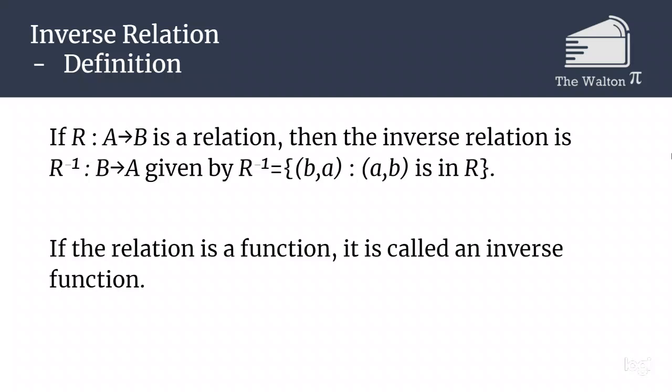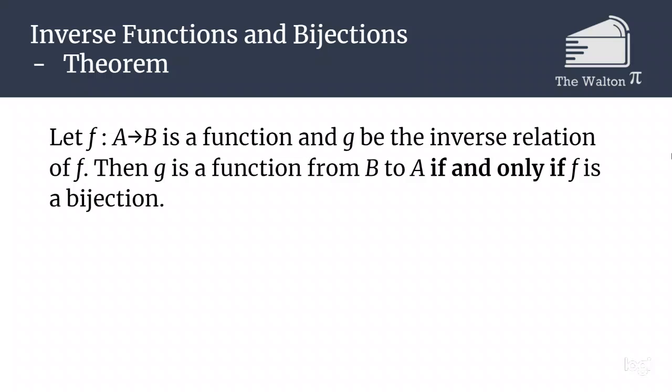If this inverse relation is a function, then it is called an inverse function. So this begins our collection of theorems involving inverse functions. The main theorem is that if f is a function from A to B and g is the inverse relation of f, g is a function from B to A if and only if f is a bijection.